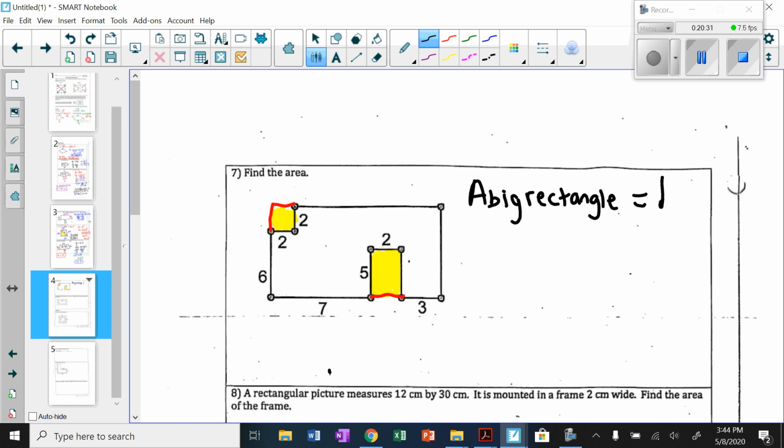All right, so we know it's base times height. Now this is the total base. We have the 7 labeled and the 3 labeled. The top is 2 in the yellow rectangle, which means the bottom's 2. So the total base is 7 plus 2 is 9 plus 3 is 12.